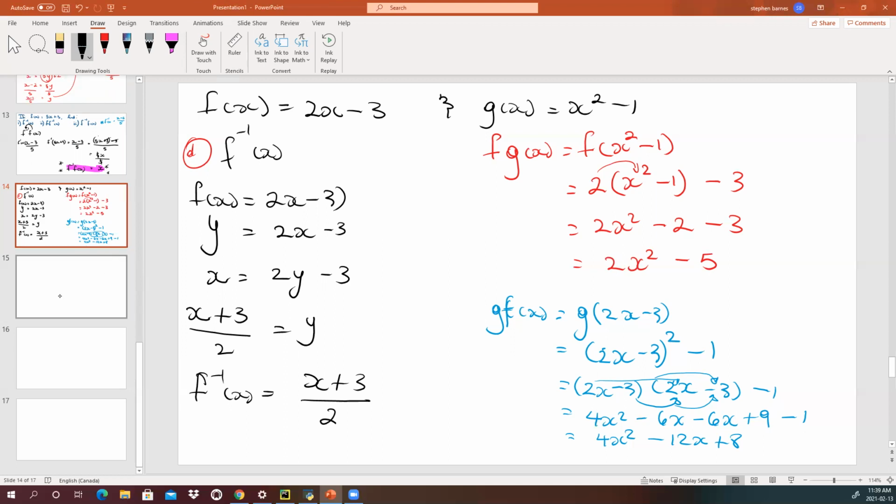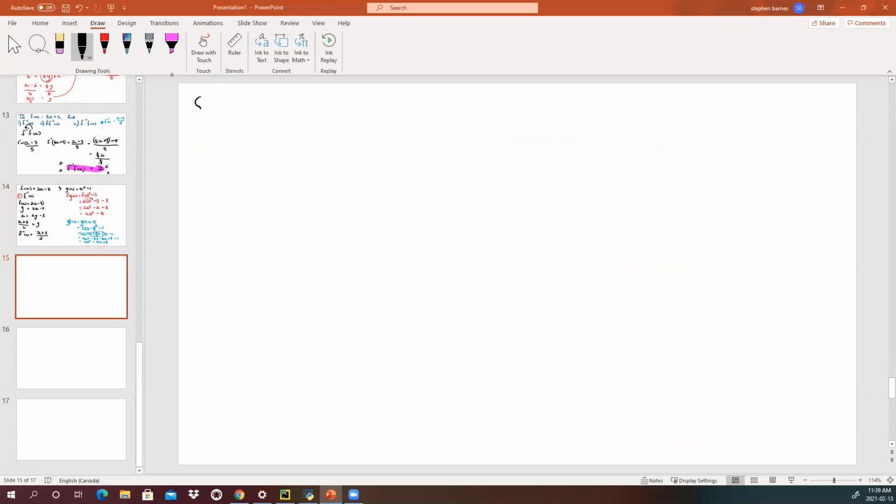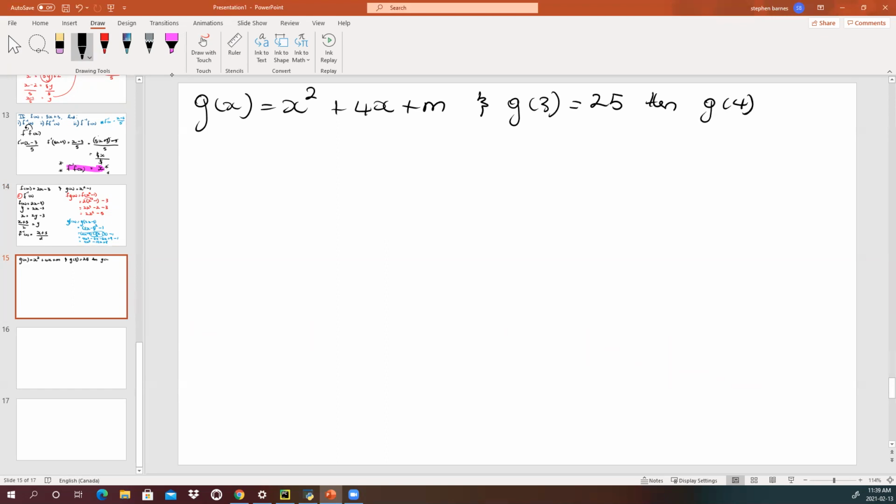Question number 6 says that you have a function g of x, and it's equal to x squared plus 4x plus m. And also know that if you input 3 into that function, you get a value of 25. So then they're asking you, what is g of 4? What would be the value if you input 4 into the function?